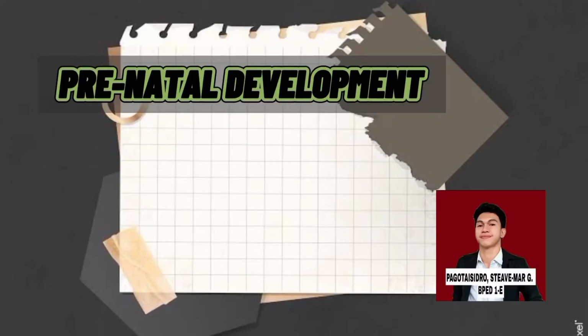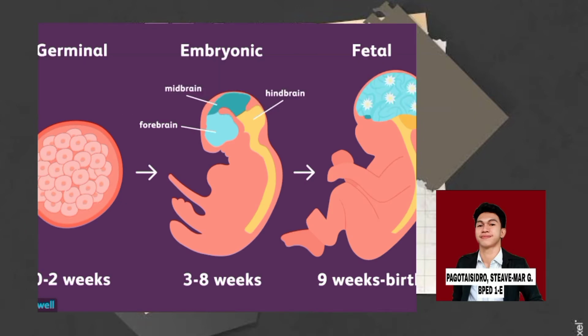Prenatal development. The process of prenatal development occurs in three main stages. The first 2 weeks after conception are known as the germinal stage. The third through the 8th week is known as the embryonic period, and the time from the 9th week until birth is known as the fetal period.